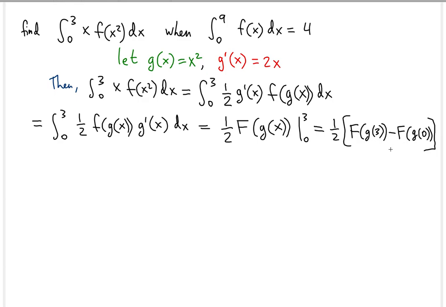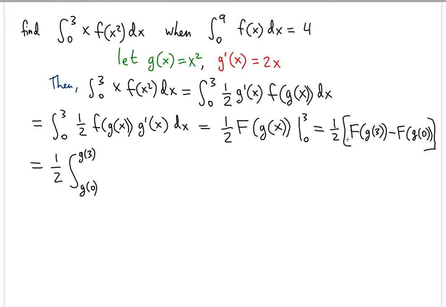So this is true. Now, since this is true, why not express this as the original integral, right? Because if we know that this is the antiderivative function F, we can treat this g of 3 and g of 0 as the upper and lower limits of the integration instead of 0 and 3. So what I mean is we can write this as 1/2 the integral, the lower limit of which is g of 0, and this is g of 3, right?